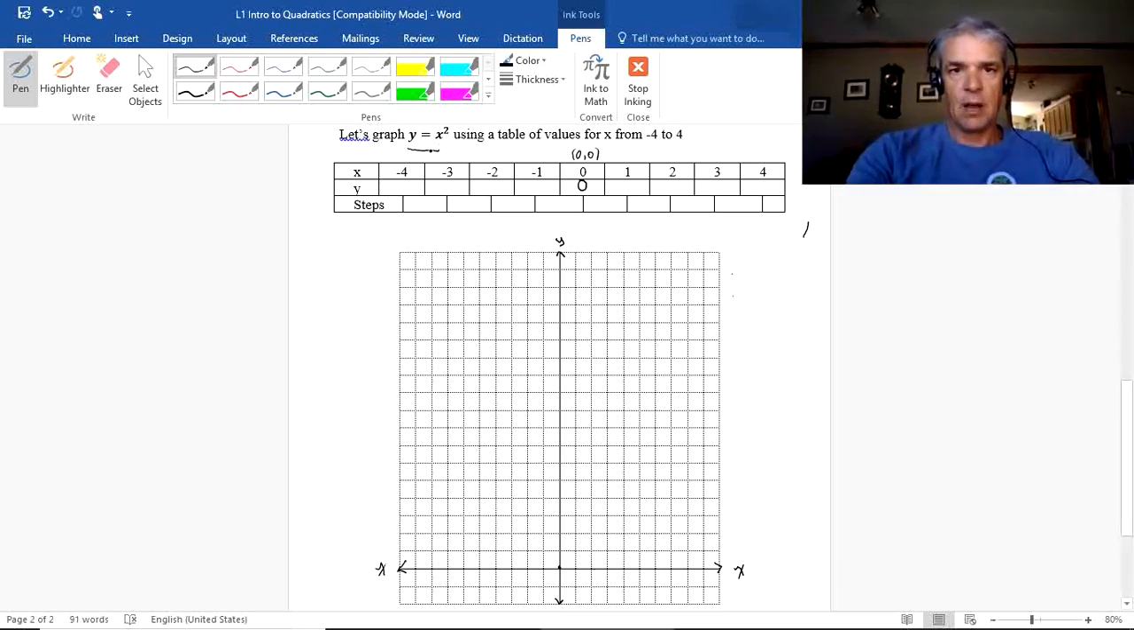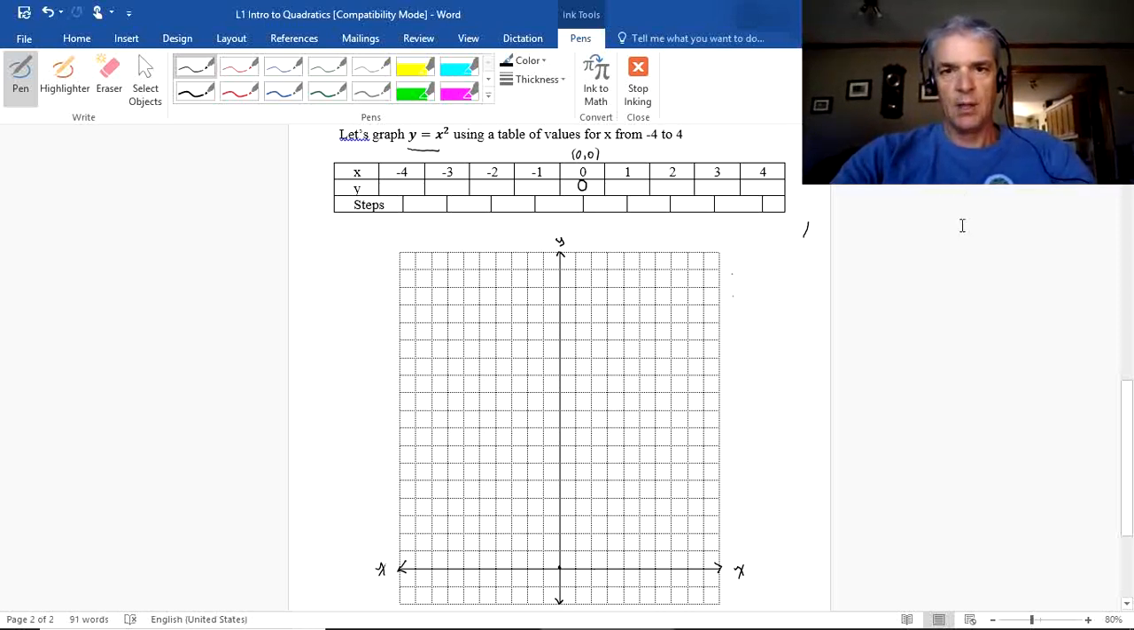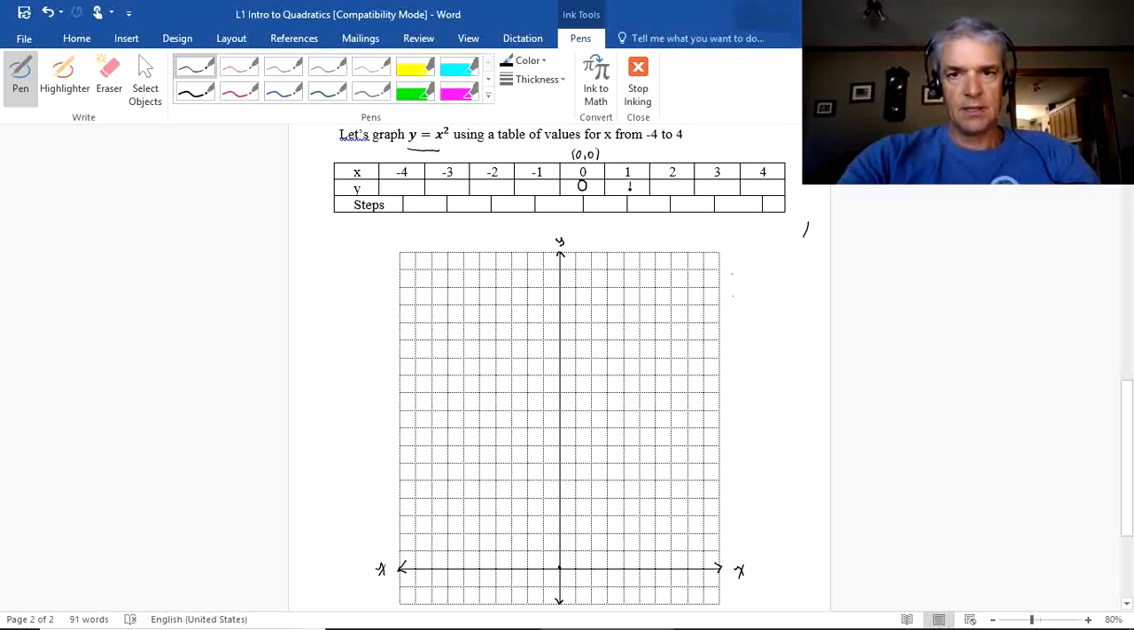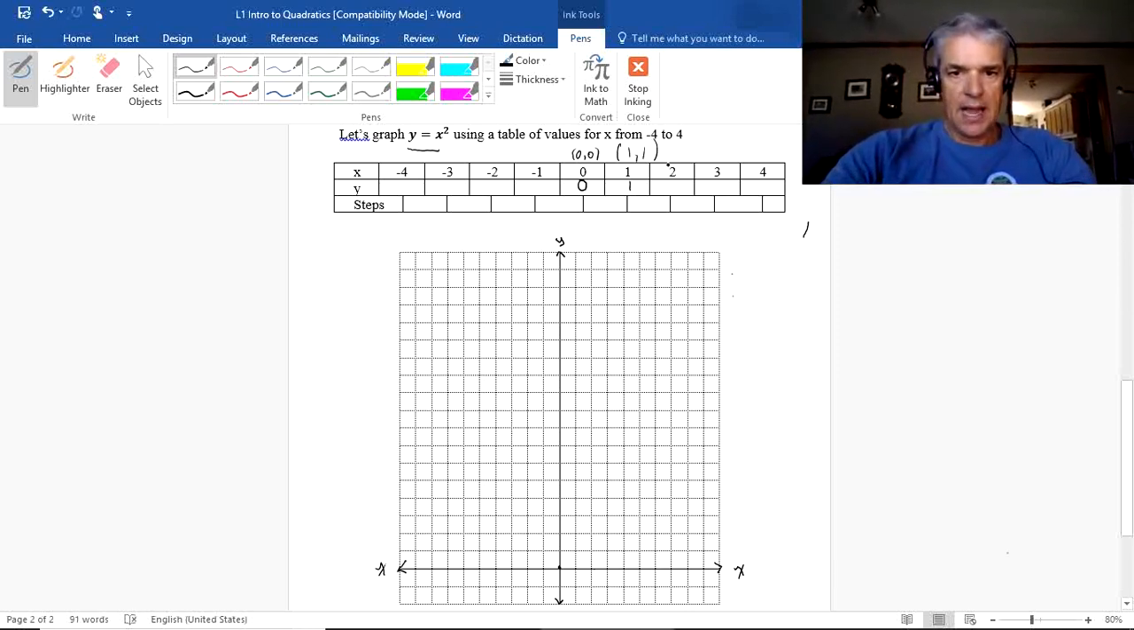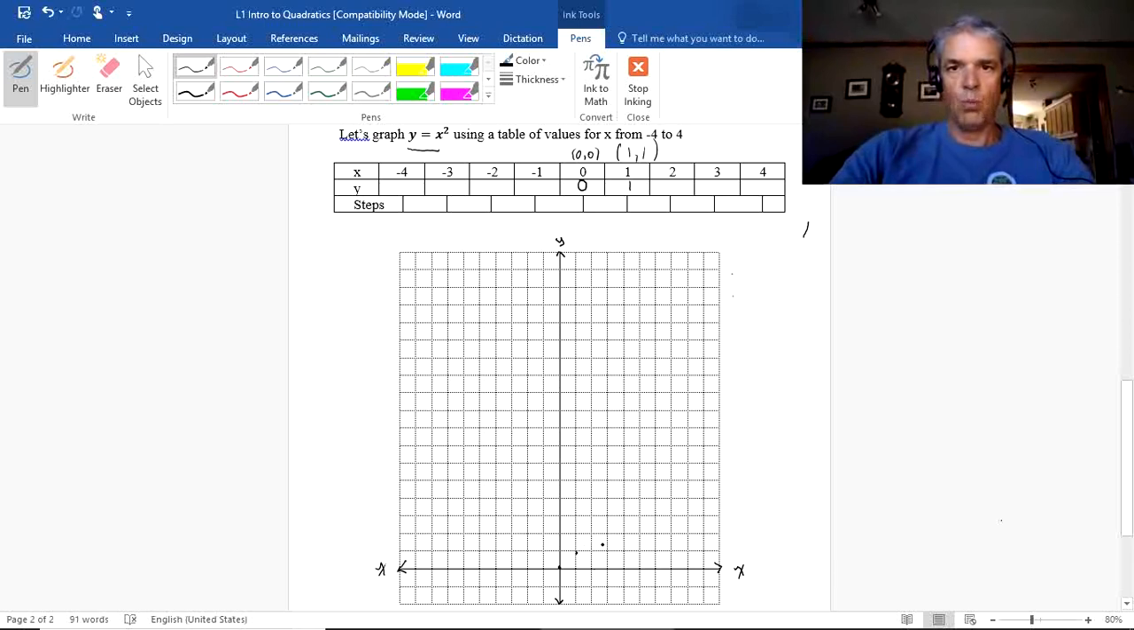If I look at here, I've got y equals x squared again, and if I put in 1 for x, that means y equals 1 squared. Well, what's 1 times 1? That's 1. So that is the point (1, 1), and I can plot that point down here. X is 1, y is 1. There we go. (1, 1).